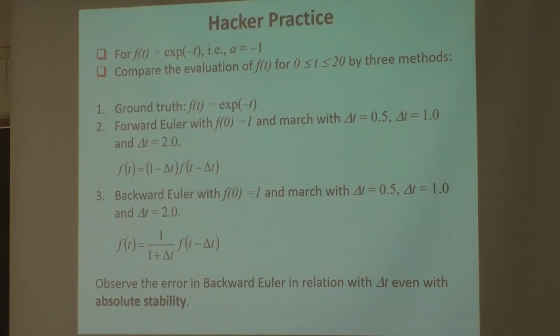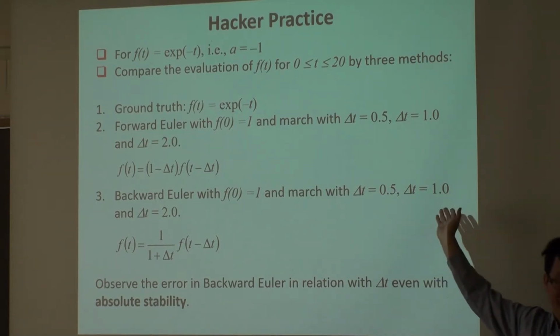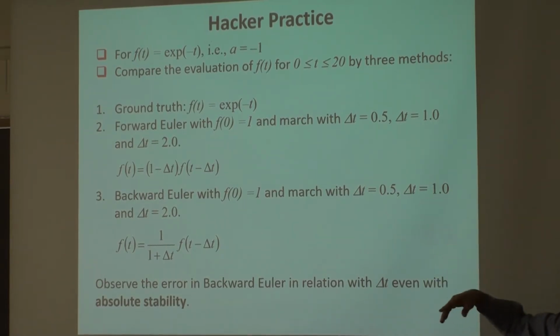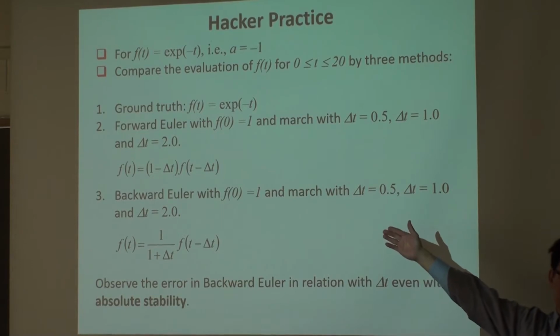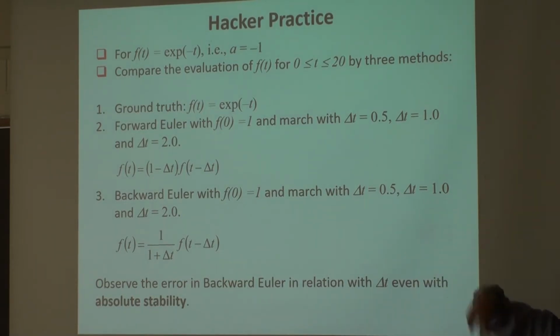Anyone finished? The first part, okay. And the second part, backward Euler, should be surprising. In forward Euler, for delta t equal to 1, I'm getting 0. Sure, if delta t is equal to 1, it's 0 all the way. You can see that. And when delta t is equal to 2, it's totally going crazy, oscillating like crazy.